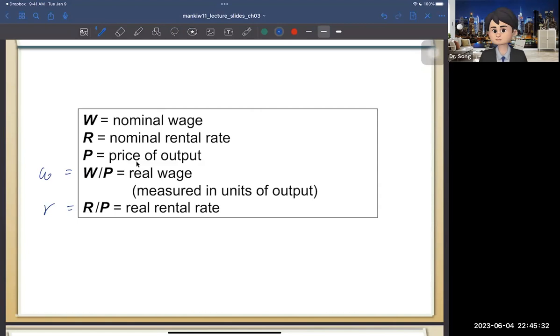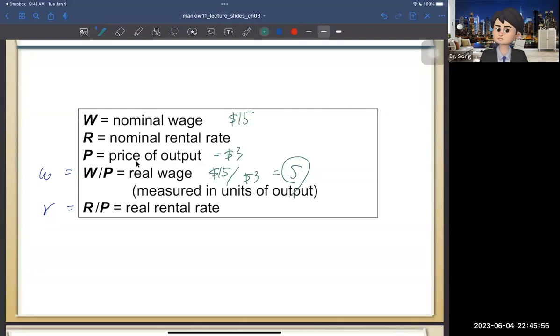All right, so one example. Let's say that your nominal wage is a $15 minimum wage, and the price of the output that you make is a hamburger, and that is $3. Then your real wage in terms of hamburgers is $15 divided by 3, so that is 5. So your real wage is the same as 5 hamburgers.